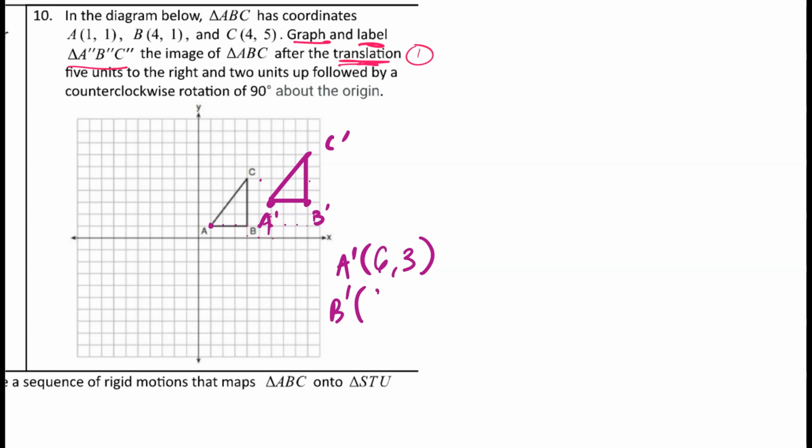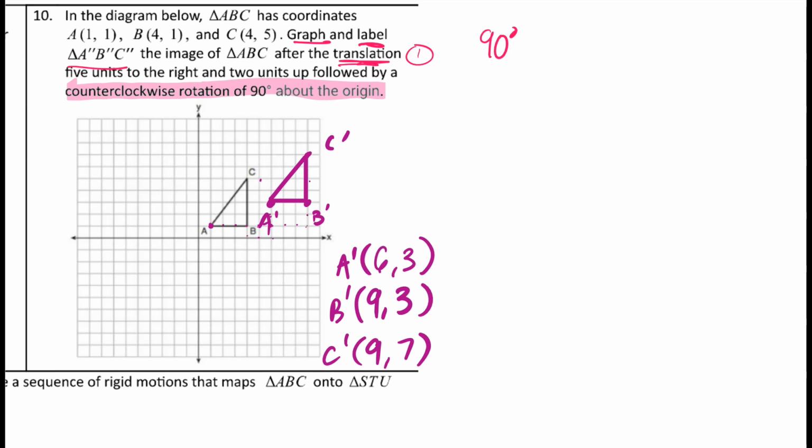B prime at 9, 3. And C prime at 9, I think that's 7. 1, 2, 3, 4, 5, 6, 7. Now I'm writing those down for a reason, because I know my next transformation is going to be a 90 degrees counterclockwise rotation.